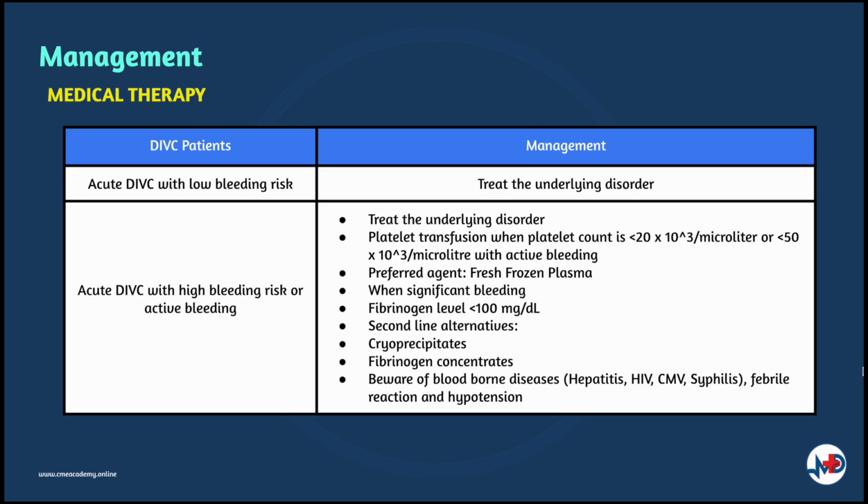Fresh frozen plasma is the preferred agent when significant bleeding is present, or when fibrinogen levels are less than 100 mg per deciliter, and cryoprecipitate or fibrinogen concentrates as second-line alternatives. Please beware of blood-borne diseases such as hepatitis, HIV, CMV, and syphilis, and febrile reaction. Besides that, rapid infusion of platelets, FFP, and cryoprecipitate or fibrinogen concentrate may cause hypotension.